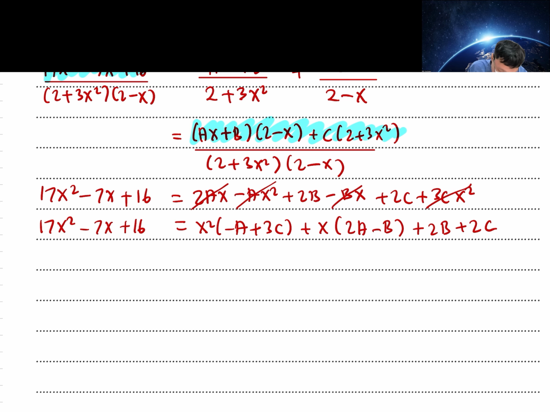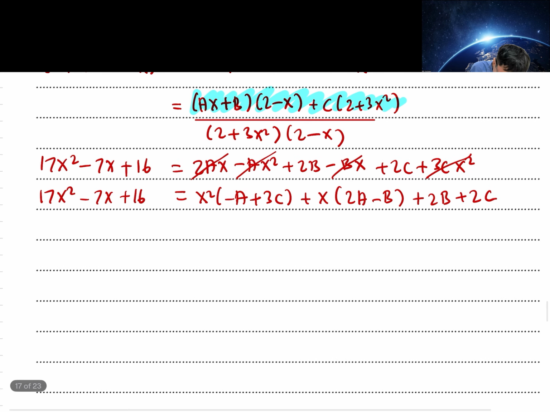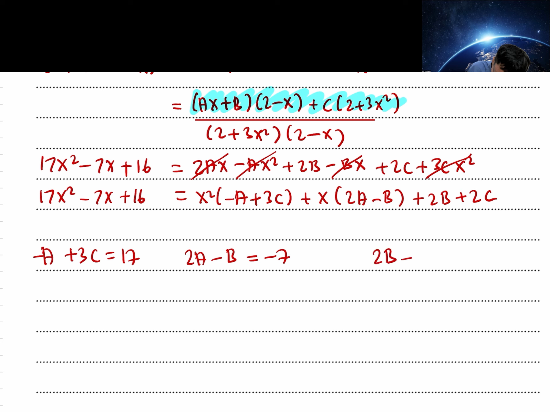Now, from here we can compare the first one, the x squared coefficient. We have minus a plus 3c equals 17. The x coefficient, we have 2a minus b equals minus 7. And the third one is 2b plus 2c equals 16. I can simplify this into b plus c equals 8.